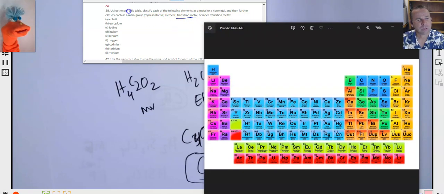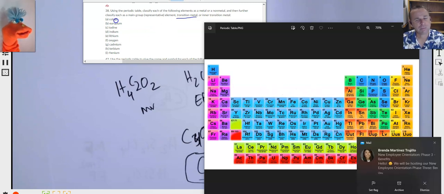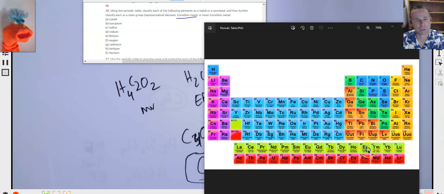Okay. So cobalt. Cobalt is 27. Very good. It's a transition metal. Blues are our transition metals. Europium. Is europium 63? 63. So that's an inner transition. Very good. Iodine, that's 53. So that's representative. Lithium, representative. Oxygen, representative. Is oxygen a metal or a nonmetal?